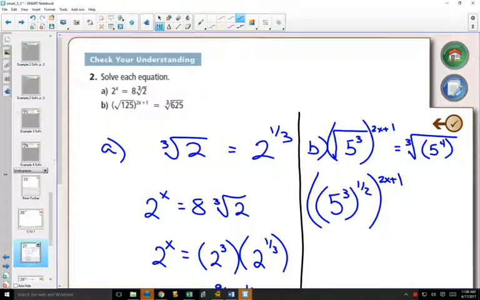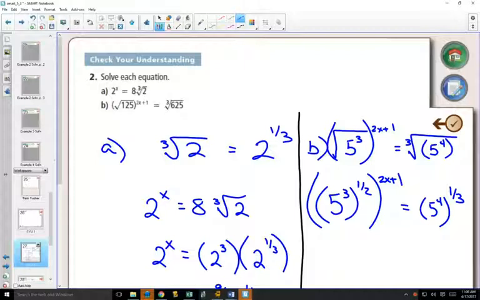So we've got a lot of powers going on here. We've got inside 5 cubed. That goes to the half because of the square root. And then the whole thing is to the power 2x plus 1. And then on the right side, we have our 5 to the 4. The cube root is the power of 1/3. Lots of brackets, lots of things happening here.